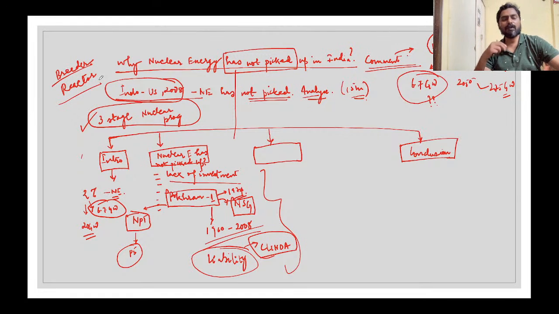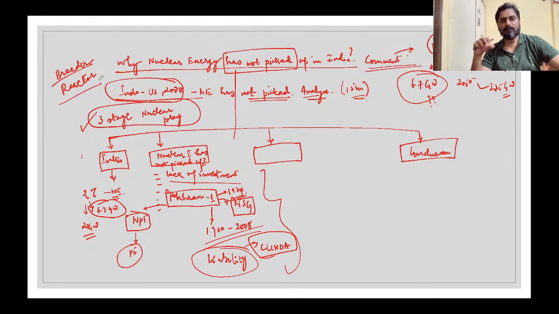So India's three-stage nuclear program: we have to gradually use thorium. We know that we do not have uranium, but we have thorium. So we have to gradually shift from uranium to thorium, and in order to do that, we have to move in stages. So we have to develop breeder reactors.